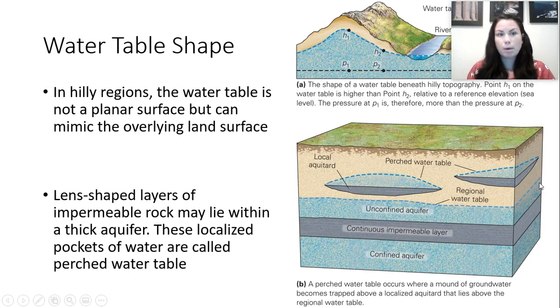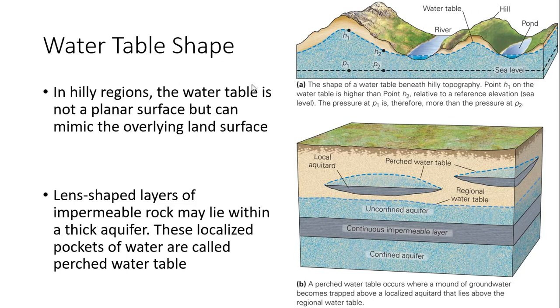And so let's look a little bit more about the water table shape and things that can impact it. So I'm going to close my video here so you can see the whole diagram. So the water table can have shape. So in hilly regions, the water table is not just a surface, but can also mimic the overlying land surface. We think of it sometimes as being a horizontal line, but that's not always true. Here's an example of the water table, which is represented by this dashed blue line. And we can see that the water table changes based on topography. And we can see here that the water table intersects where there's a river or a pond.